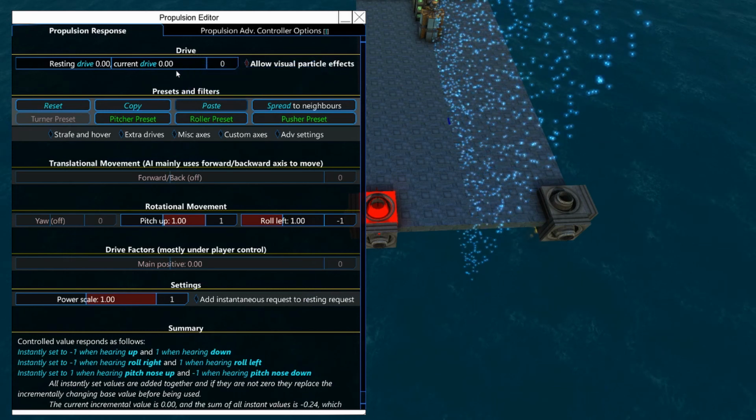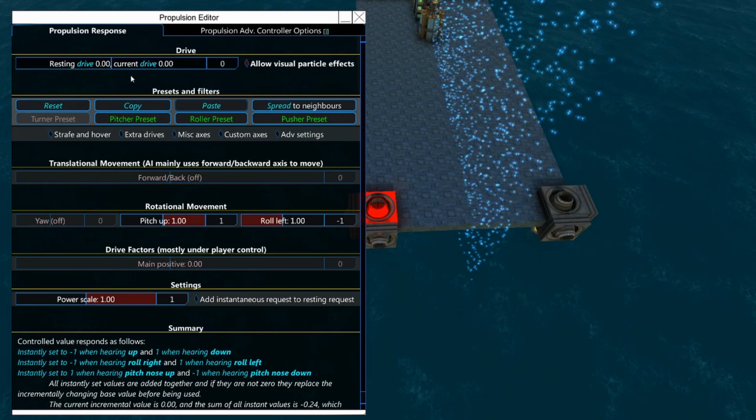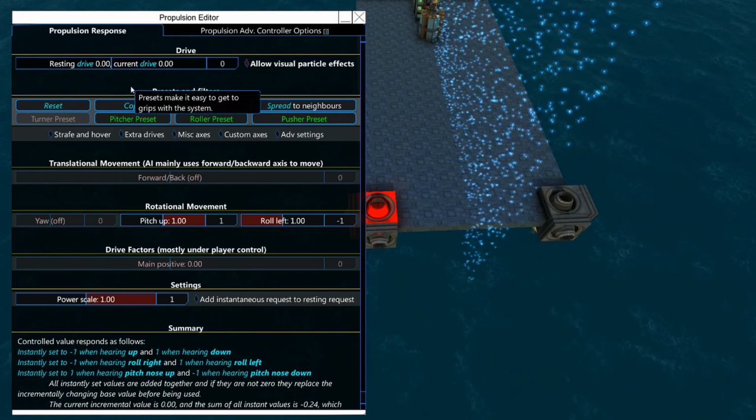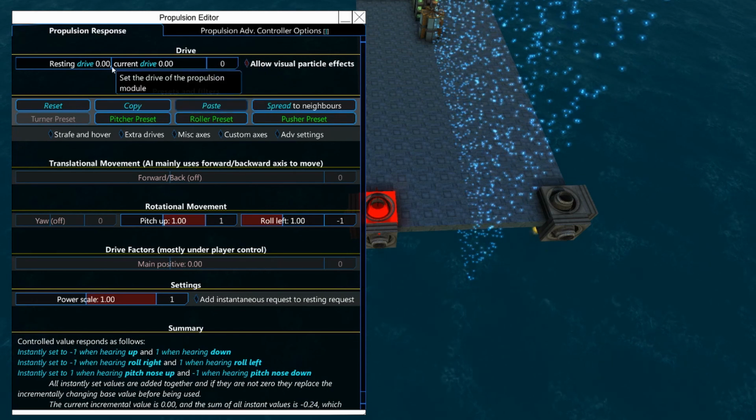First things first, the drive. You don't really need to mess with this. If you're using an AI control or you're using a manual control, setting this drive factor is going to do nothing.